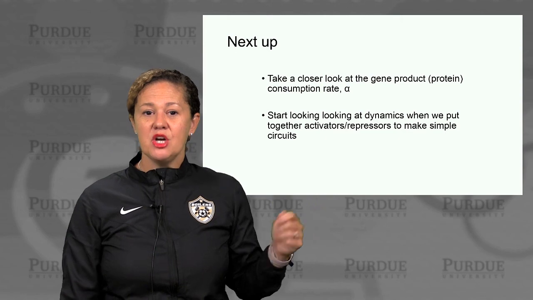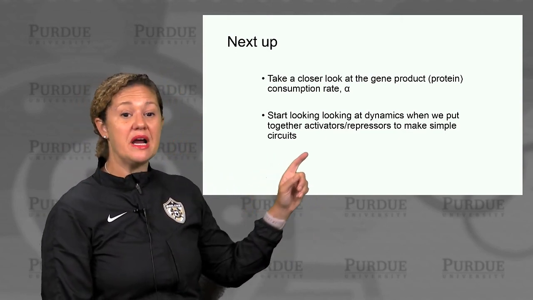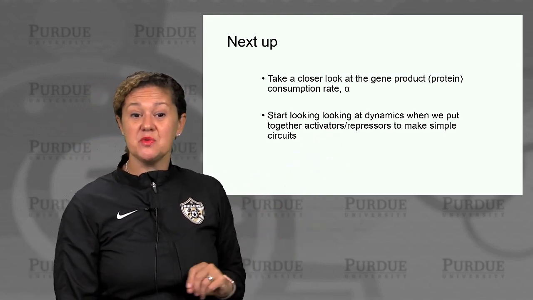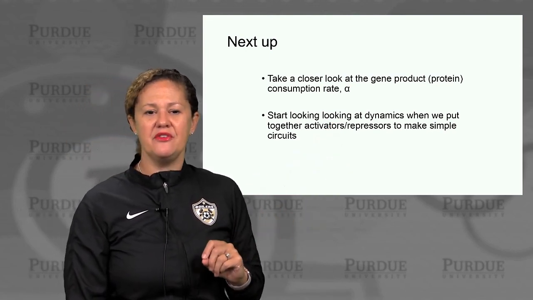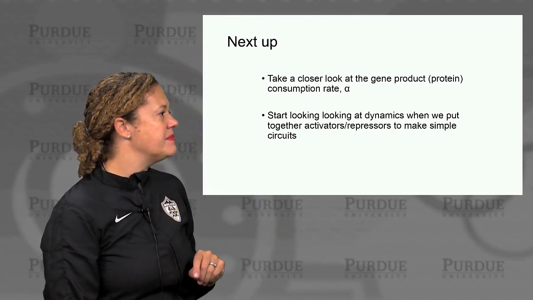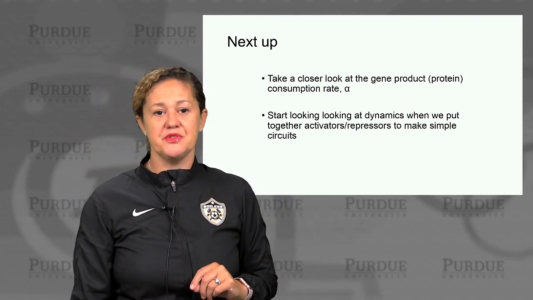So next up, we'll take a closer look at the gene product consumption rate alpha. We'll look at this particularly in real cells as well and ask what the real half-life of proteins in cells is. And we'll also start looking at dynamics when we put together activators and repressors to make some simple circuits.